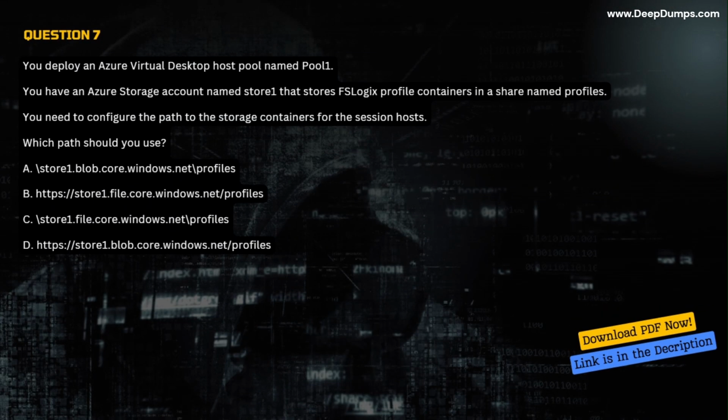Question 7. You deploy an Azure Virtual Desktop host pool named Pool1. You have an Azure storage account named Store1 that stores FSLogix profile containers in a share named Profiles. You need to configure the path to the storage containers for the session hosts. Which path should you use? A. /store1.blob.core.windows.net/profiles. B. https://store1.file.core.windows.net/profiles. C. /store1.file.core.windows.net/profiles. D.